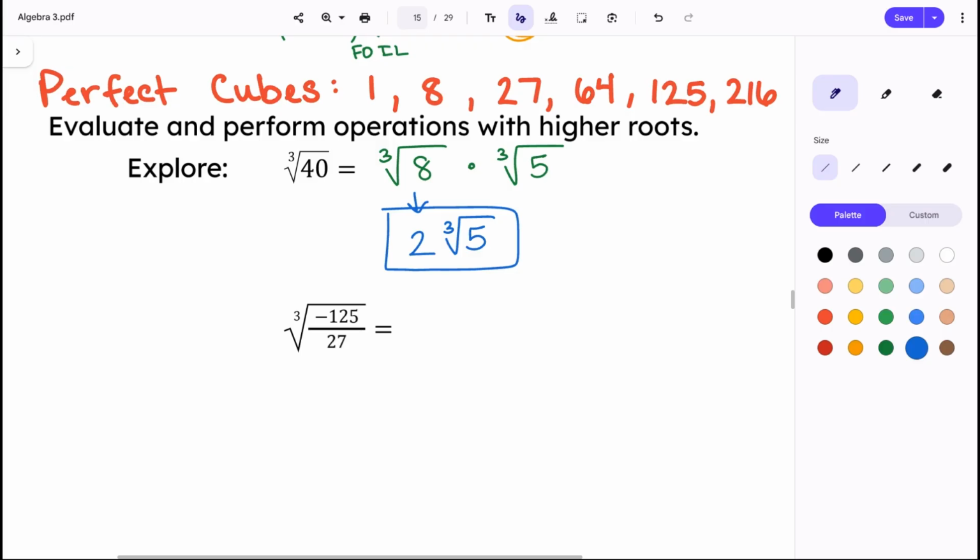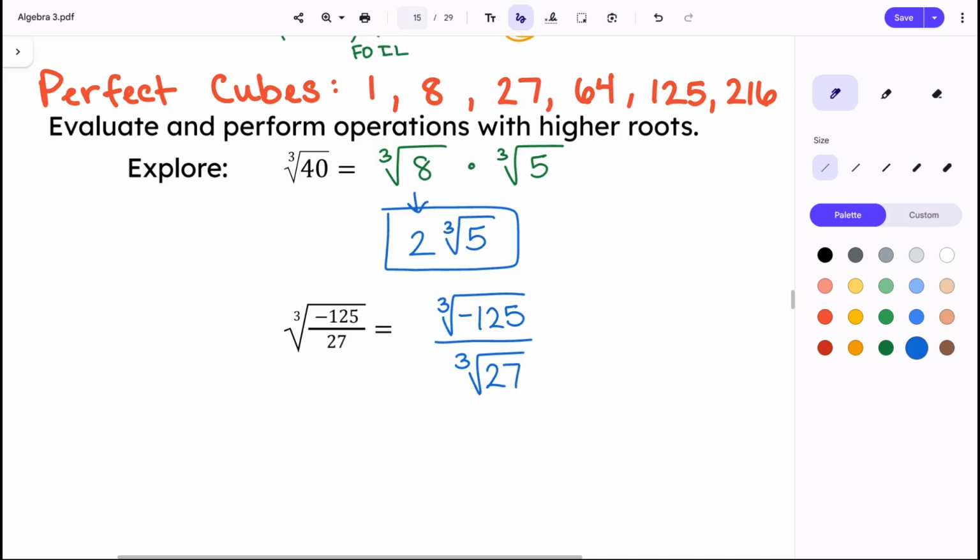Okay, now just like yesterday, those properties where we said you can combine things if they're not underneath the same root sign, you can combine them or you can separate them. You can do them both ways, depending on what works best for you. So I'm going to take care of that with this one. I'm going to split them. So I'm going to do the cube root of negative 125 and the cube root of 27.